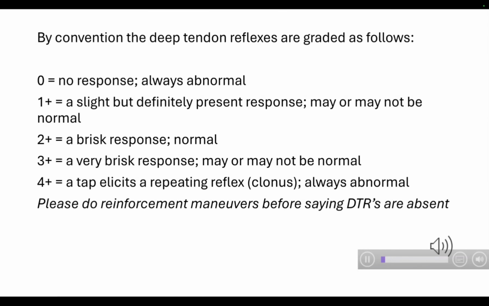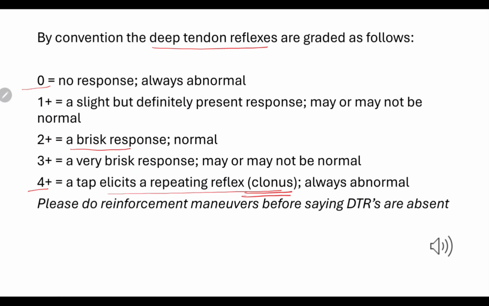How do we grade these deep tendon reflexes? We use a universal 0 to 4 plus convention. 0 means no response. 2 plus is your normal brisk response. And 4 plus is a hyperactive response that elicits a repeating reflex known as clonus. The proforma reminds us to test for patellar and ankle clonus and gives us a crucial reminder: always perform reinforcement maneuvers before declaring a reflex completely absent.